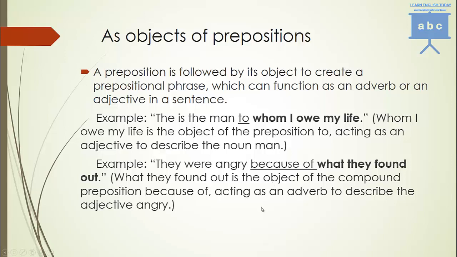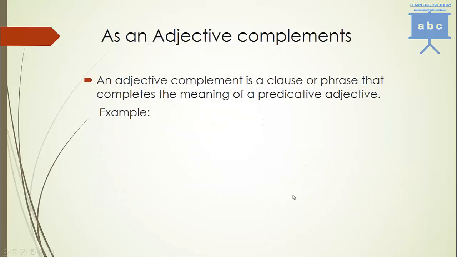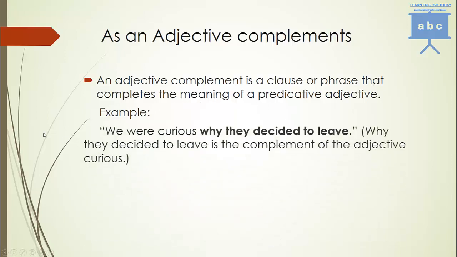Okay, next, a noun clause can also act as an adjective complement. An adjective complement is a clause or phrase that completes the meaning of a predicative adjective. Look at this example: "We were curious why they decided to leave." So "why they decided to leave" is a noun clause that acts as a what? Complement of which adjective? Curious.